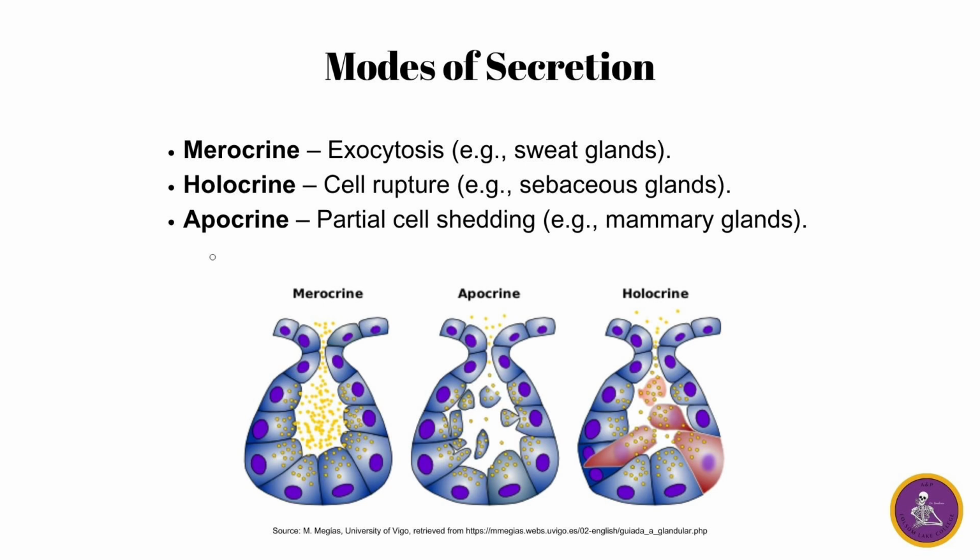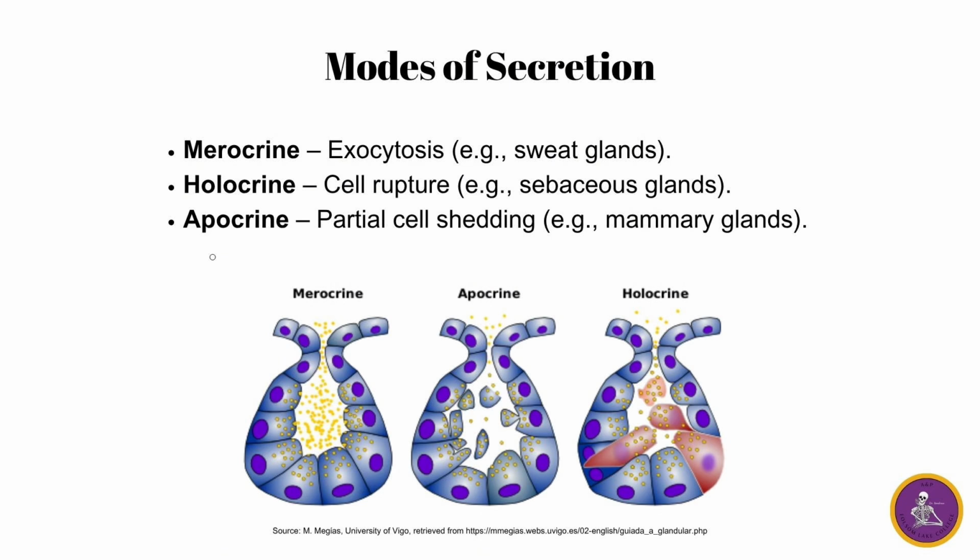Exocrine glands differ not only in structure, but also in how they release their products. There are three major modes of secretion. Merocrine secretion is the most common. In this method, cells release their products by exocytosis without losing any part of the cell. Examples include sweat glands and salivary glands.